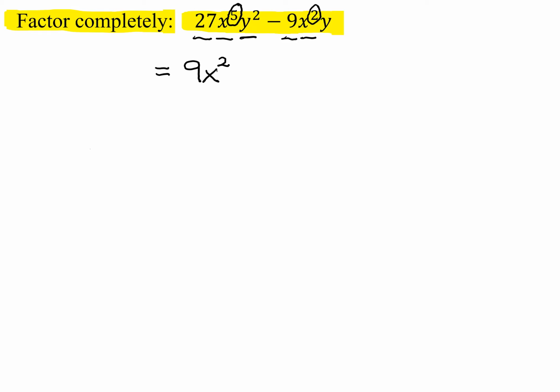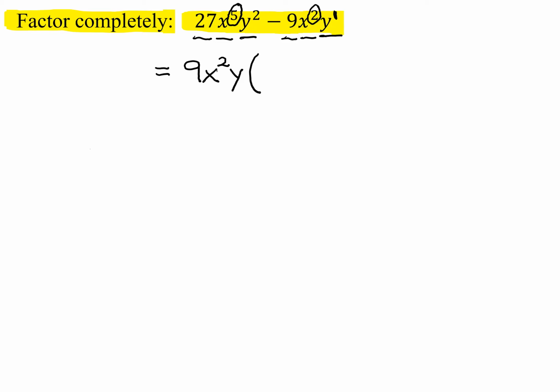Do they have a y in common? Yes. The first term has y squared, the second has y. Remember, that's y to the first power. So which is smaller, 2 or 1? 1. So I'm going to pull out y to the first power, which we just write as y. So that's my common factor.